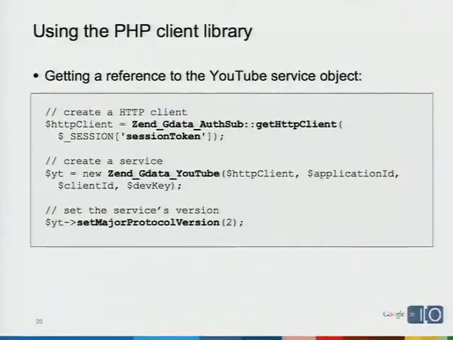And lastly, as Jeff mentioned earlier, we have two versions of the API. So we want to set the version to 2 so that we can access the activity information.